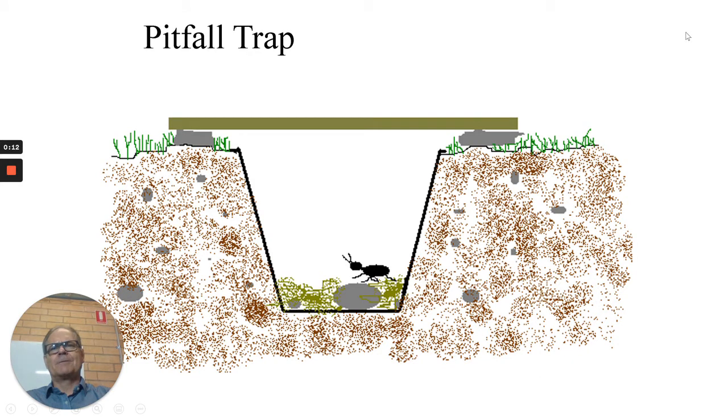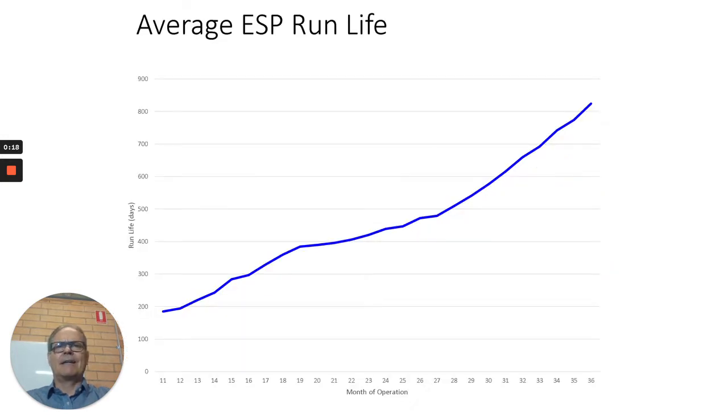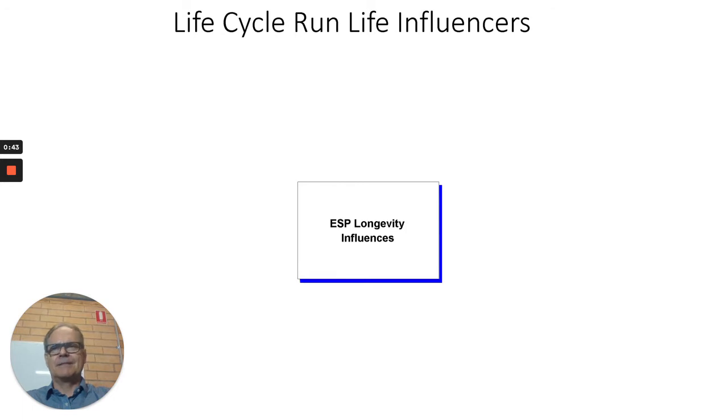A pitfall trap is where one person knows about a trap and another person does not. And often when we see run life graphs that look like this, that in this case goes from 200 to 800 days, sometimes the improvements that are made along the way were actually improvements that were known by another operation before the first ESP was installed in this operation. In other words, the same mistakes made somewhere else were made here. They fell into the same pitfall trap that someone else had already experienced.